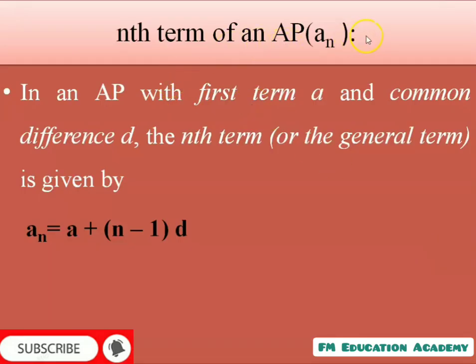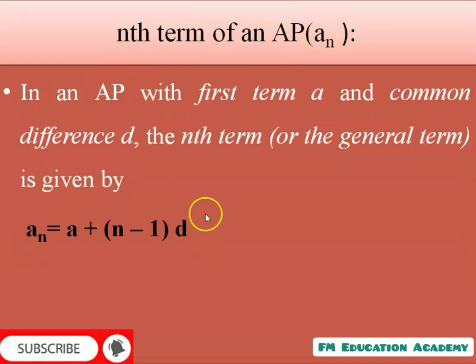Now what is the nth term of an AP, an? In an AP with first term a and common difference d, the nth term or the general term is given by an equals a plus n minus 1 into d. This is the formula for the nth term of an AP. an here is called the nth term. The n value can be anything. It can be 2, it can be 4, it can be 18, it can be 27. Like we will write it as a27 or a81 or a88. It can be anything. So here the nth term is an.